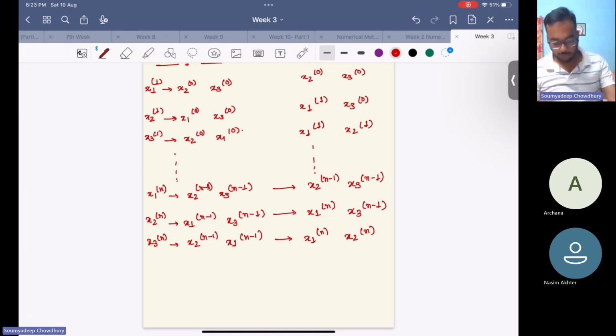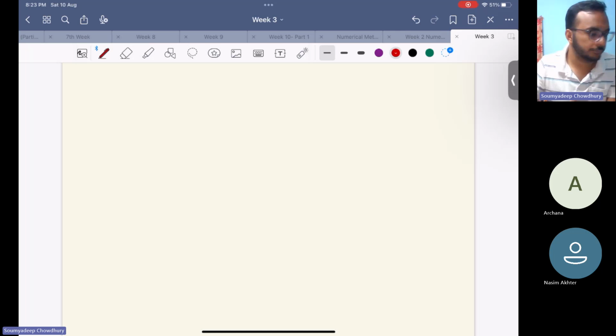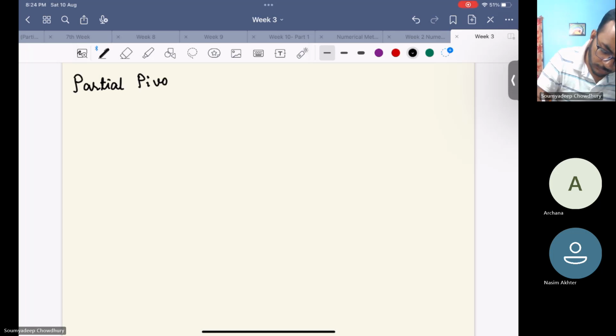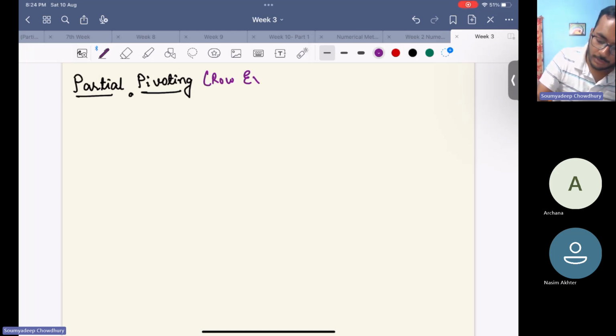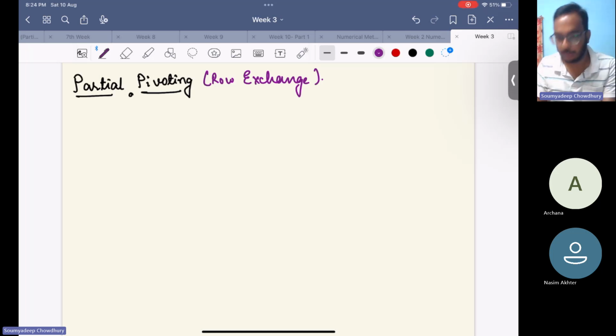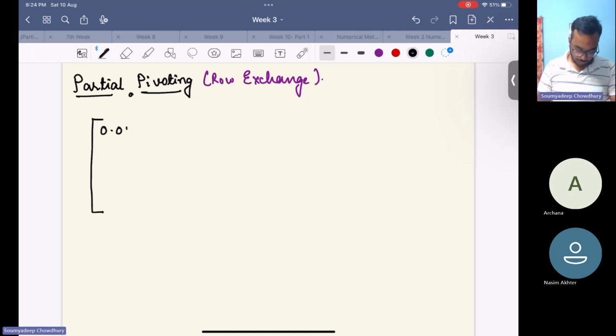Okay, so now we will move to a different topic, which is partial pivoting. We'll see what partial pivoting is, and how to solve a system of equations using the technique of partial pivoting. So we'll take a matrix: 0.02, 0. I'm taking these problems from the book Linear Algebra by S.K. Gupta. You can see there.